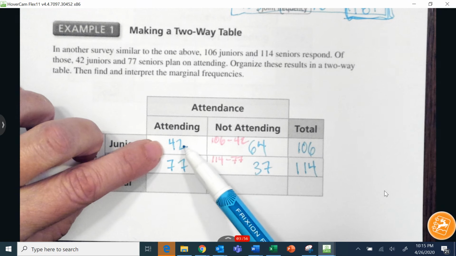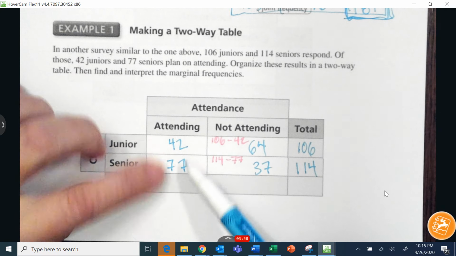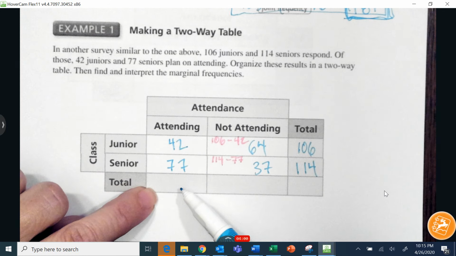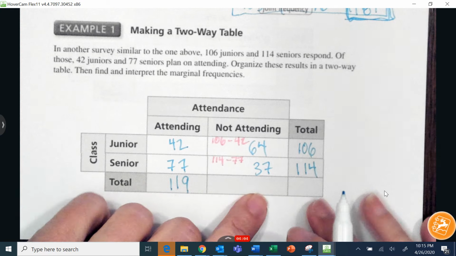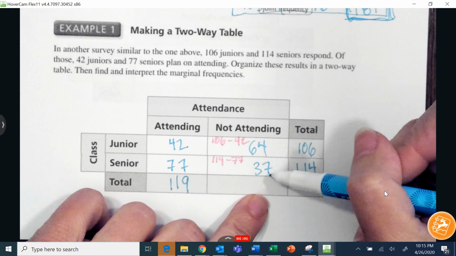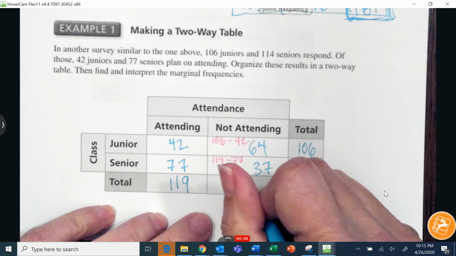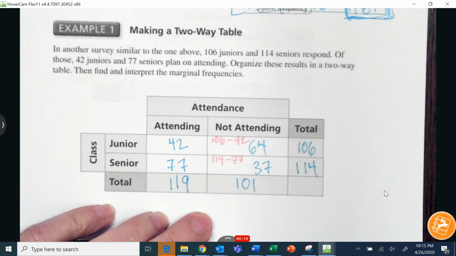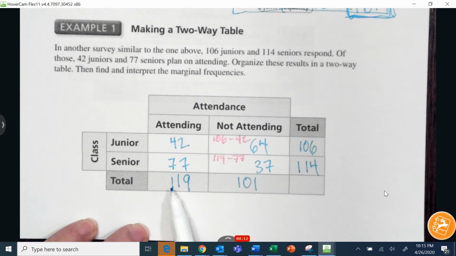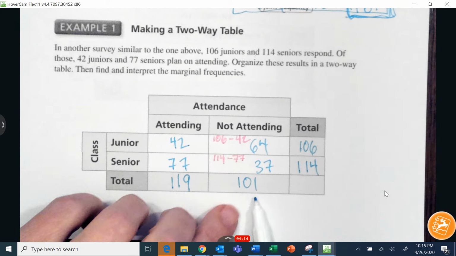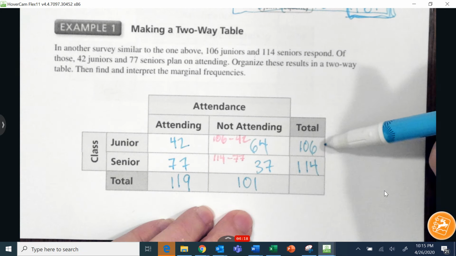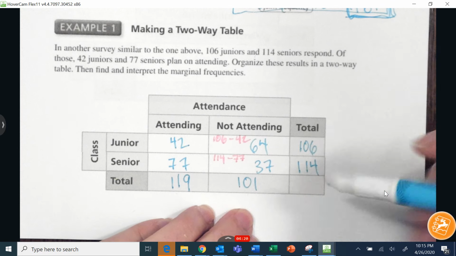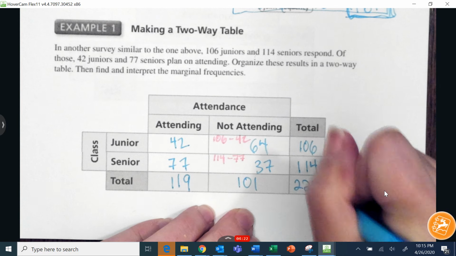I'm going to add together 42 and 77 to find out how many total are attending the concert, and that would be 119. I'm going to add 64 and 37 together. How many are not attending is 101. And then if I add the total number attending and the total number not attending, or if I add the total number of juniors and the total number of seniors together, I'm going to get 220.